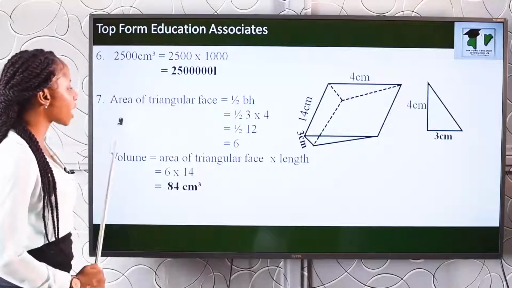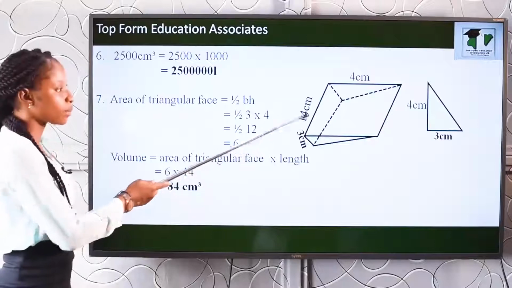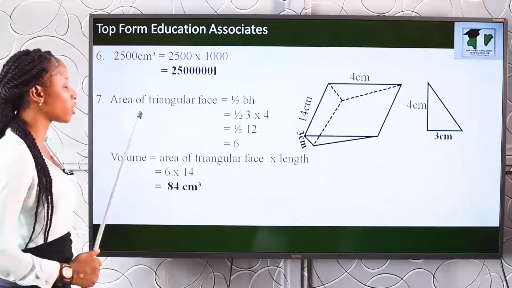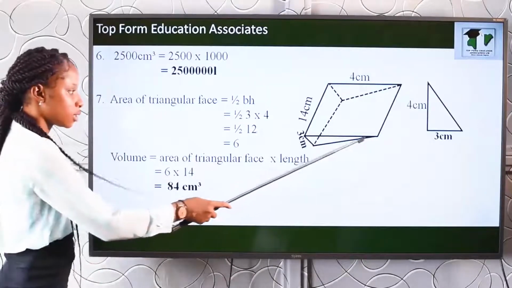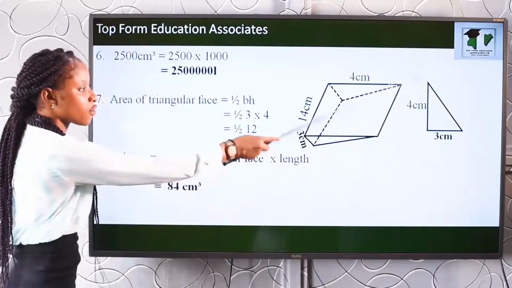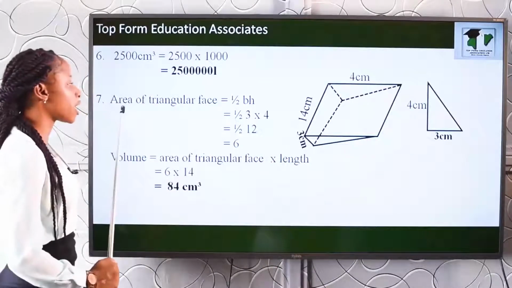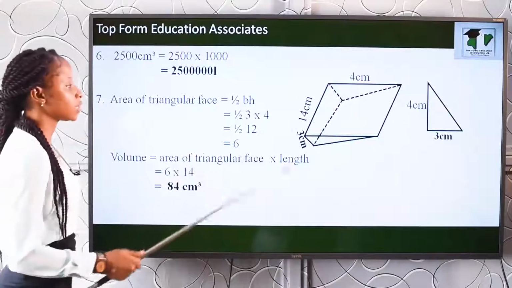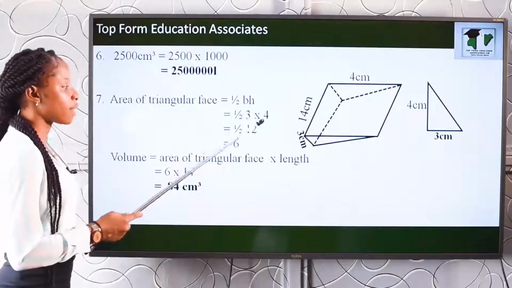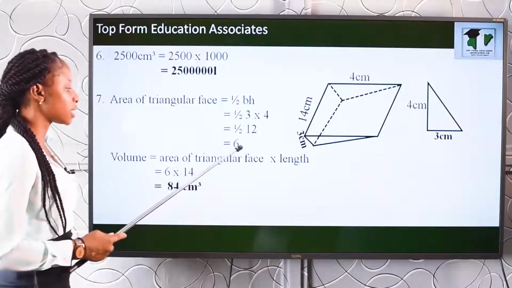Number seven, we're asked to look for the volume of this prism. We're given a triangular prism here, and we're asked to look for the volume. The first thing to do is to look for the area of the triangular face. This is the triangular face, extracted from the diagram. The height is 4 centimeters, and the base is 3 centimeters. The formula for the area of a triangular face is half base times height. So you input the values into the formula, and we have half 3 times 4. When you do the sum, we have our area of triangular face as 6.